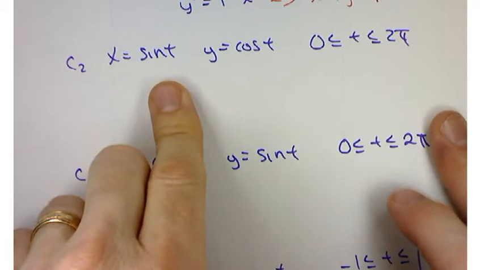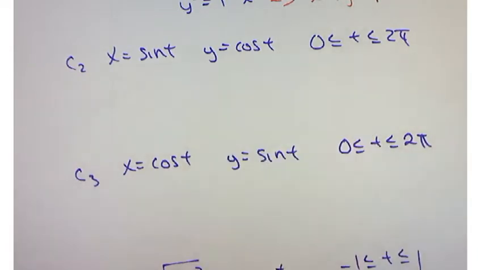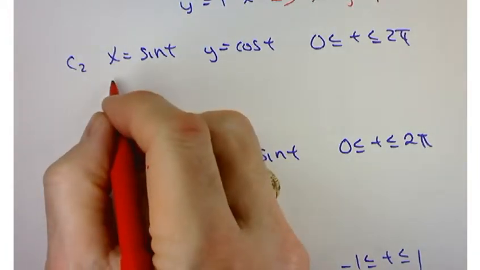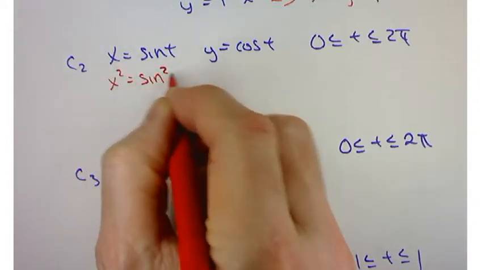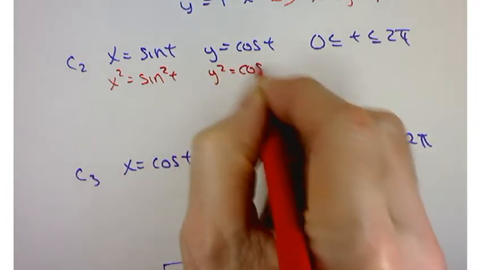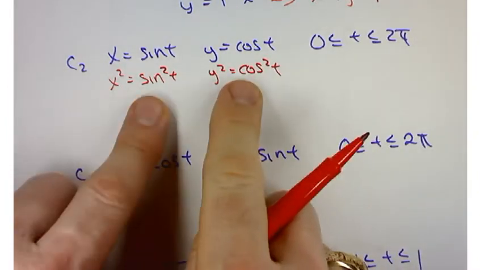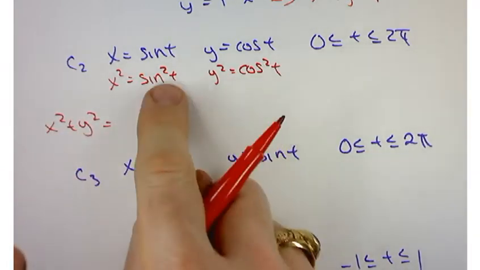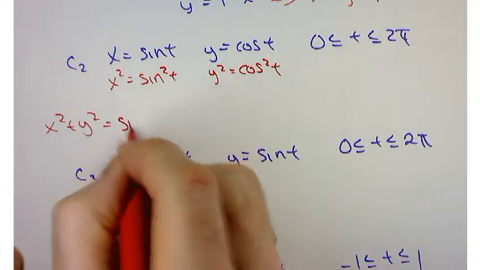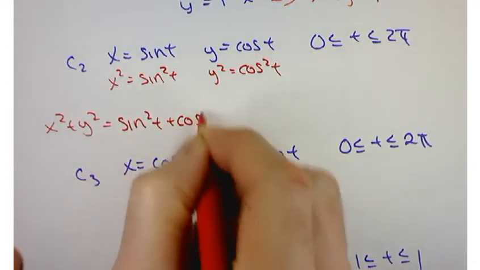How about this one? How am I going to eliminate the parameters here? And if your first guess is the inverse sine or the inverse cosine, stop. You're working way too hard, and it's not going to be pretty. So another way to do this is this. Let me square both of these. X squared would be sine squared of t. Y squared is cosine squared of t. And then I'm going to take x squared plus y squared, and that's going to equal sine squared plus cosine squared.